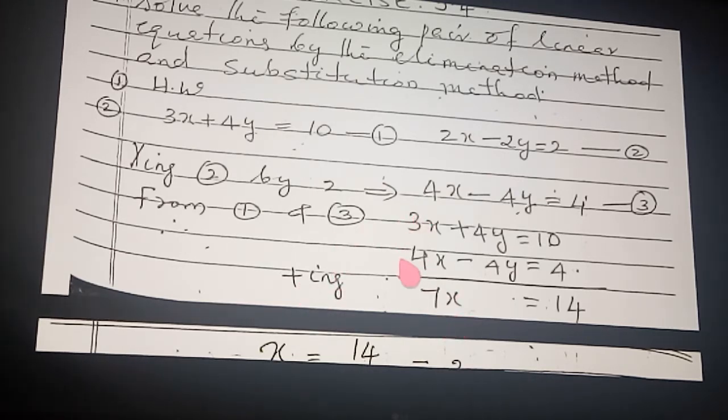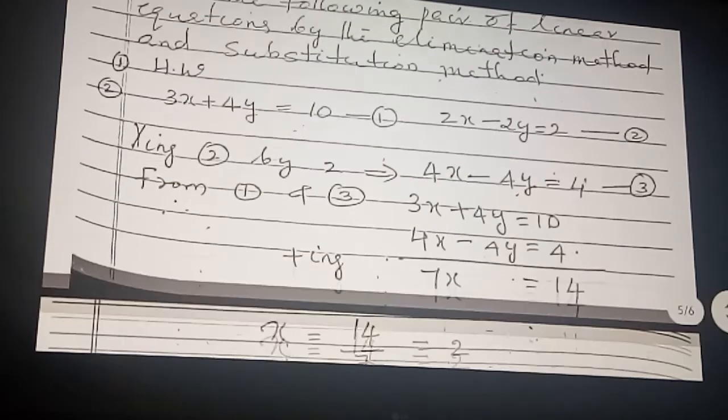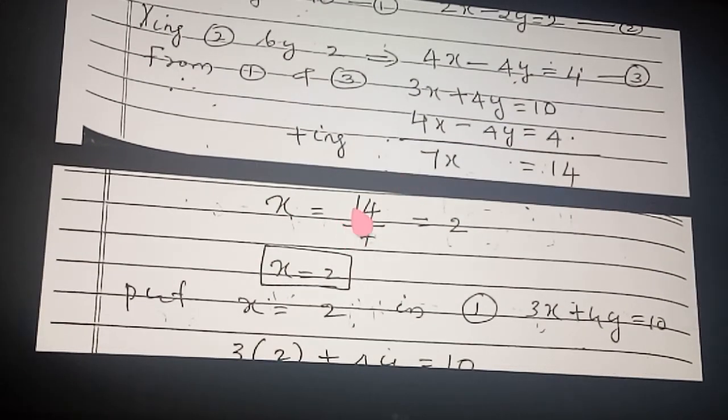So 3x plus 4x, how much will come? 7x. Plus 4y minus 4y, 0. 10 plus 4, 14. Clear now? Clear? Okay. Now, what's the value of x? 14 by 7, that is equal to 2. You got the value of x is equal to 2 now.